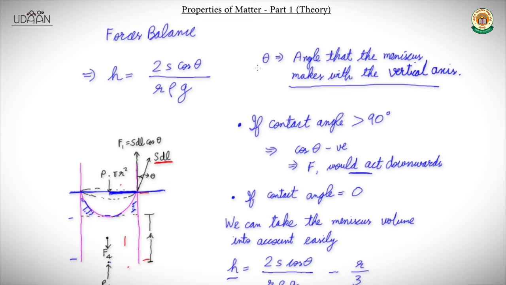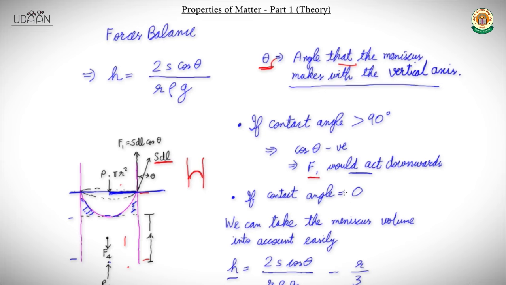Now theta is a very important concept. Angle theta is the angle which the surface tension force makes with the vertical axis. If the contact angle is greater than 90 degrees, or the surface of the liquid looks something like this inside the capillary, then it would mean that F1, the force due to surface tension, would act downwards.